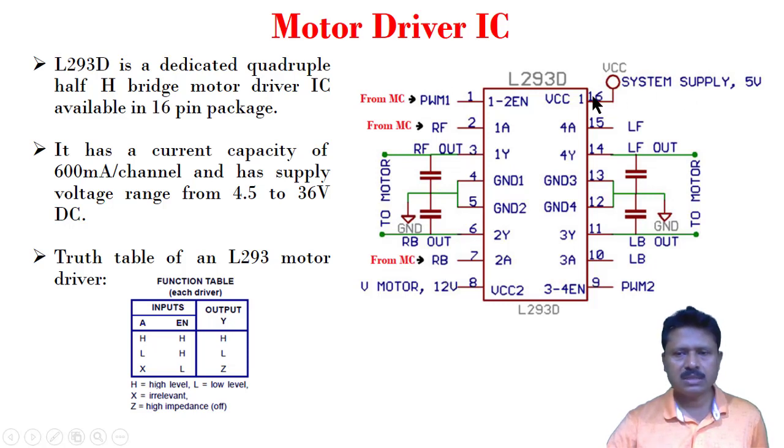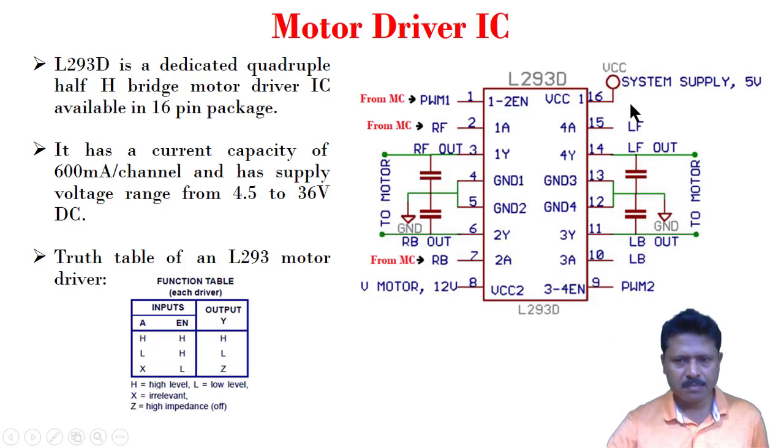There are two power supplies, power supply number 16 and power supply number 8. The number 16 supply is connected with positive 5 volts. This positive 5 volts is the operating voltage for the IC, and this is the 12 volt. This 12 volt is for running the motor, because the motor operating voltage is 12 volts. Say if the motor is 8 volt, then 8 volts should be connected here; if it is 12 volt, then 12 volts.